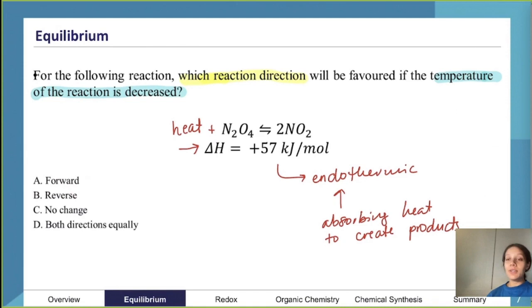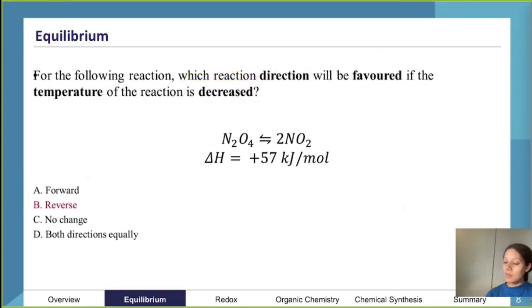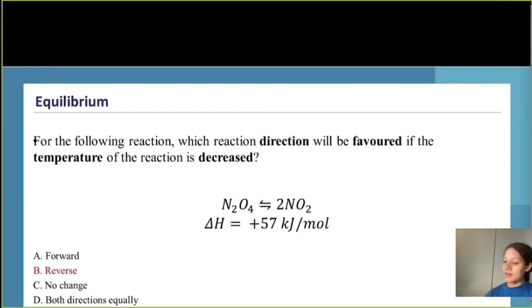So if we've decreased the temperature of the reaction, Le Chatelier's principle means that the reaction is going to try and increase it to get back close to equilibrium. So that means it's going to be favoring the reaction that has heat as a product, so shifting that way. So in that way, we can say we're going to be favoring the reverse reaction. All right, I'll have a look at the next one.